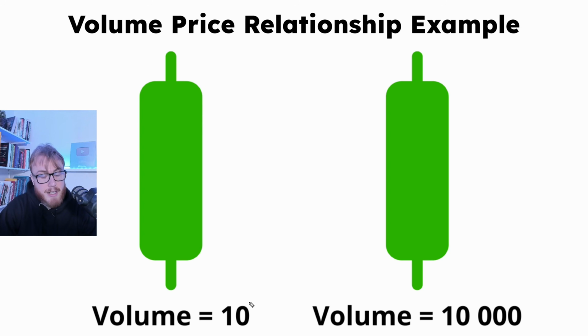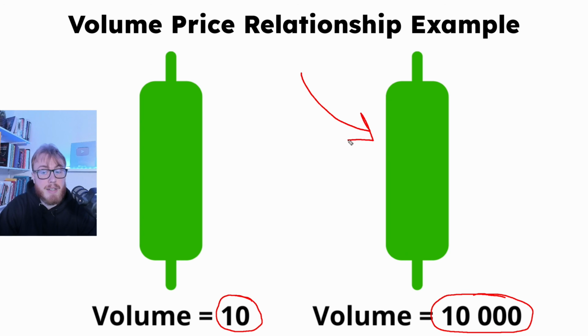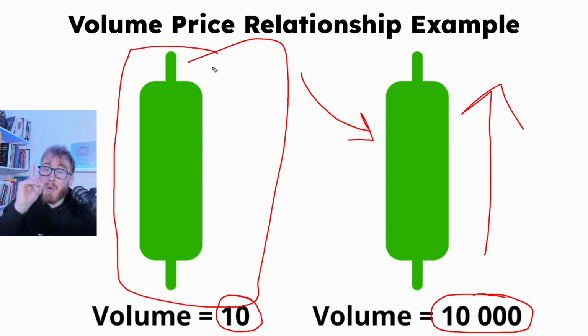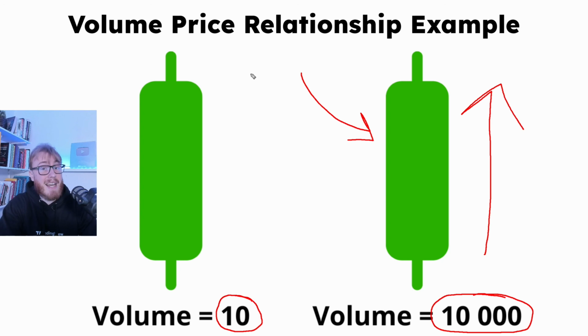So in the case to the left here, we only have 10 buyers supporting the move, while on the example to the right here, we have 10,000 buyers supporting the move. Because we have more buyers supporting the move, this candle right here is more significant. You can think about it as more traders are agreeing that this price increase is valid compared to this move right here. In this case, it's only 10 stocks traded. So maybe this move was caused by only one trader. So the candle here to the right is definitely more significant.